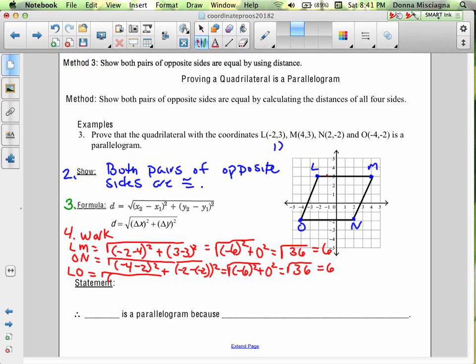-2 minus a -4 squared plus, and then 3 minus a -2 squared. So -2 plus 4 is going to be 2. So we have the square root of 2 squared plus 3 minus a -2 is 3 plus 2, so that's 5 squared. And that would be 4 plus 25, which is the square root of 29, which does not simplify.